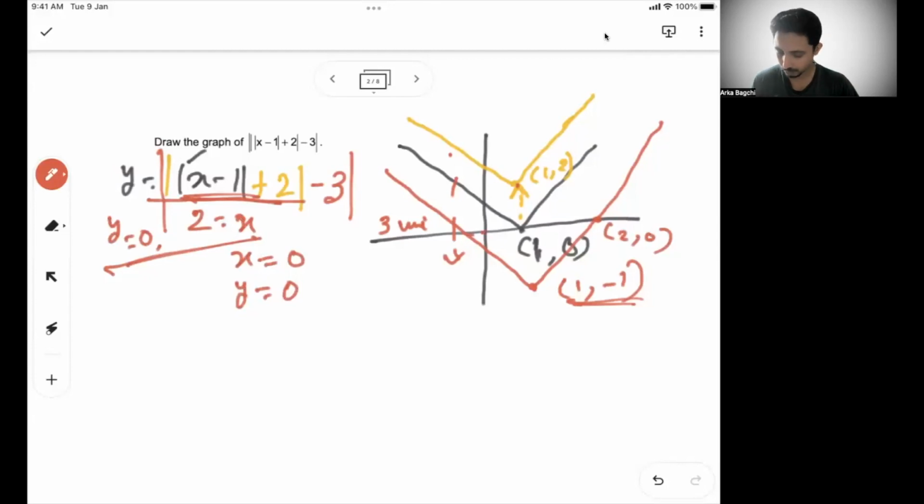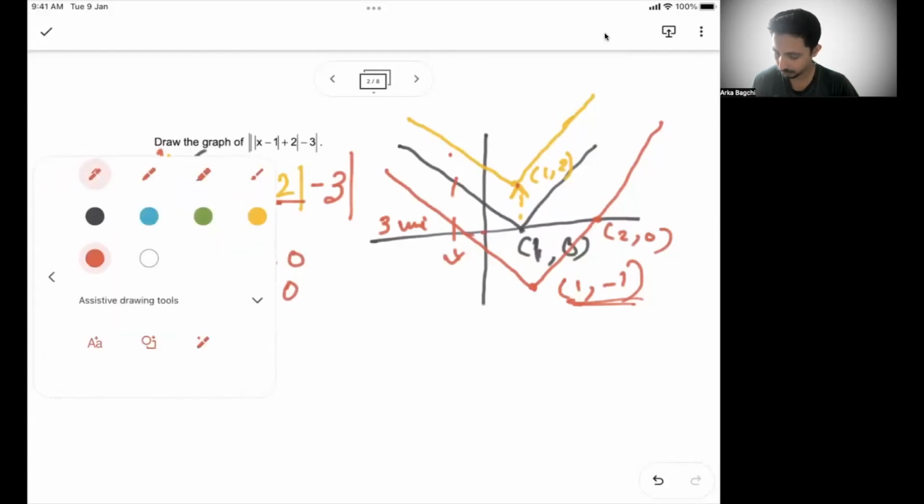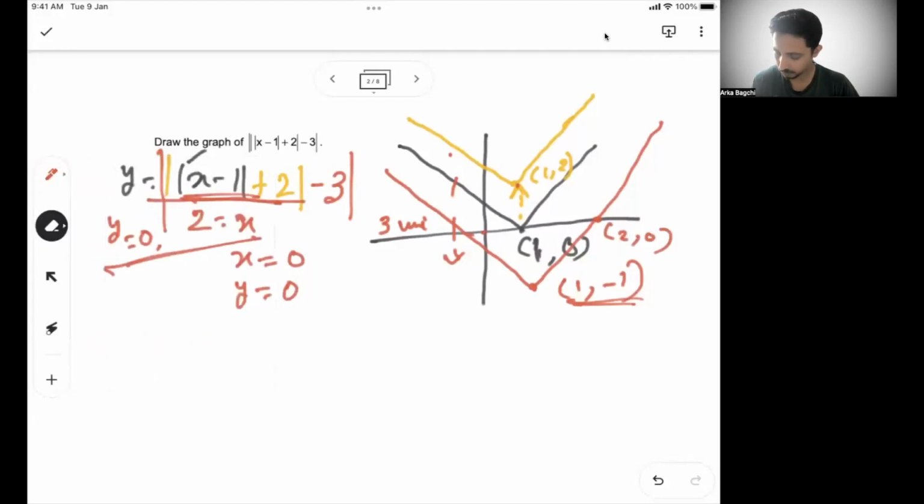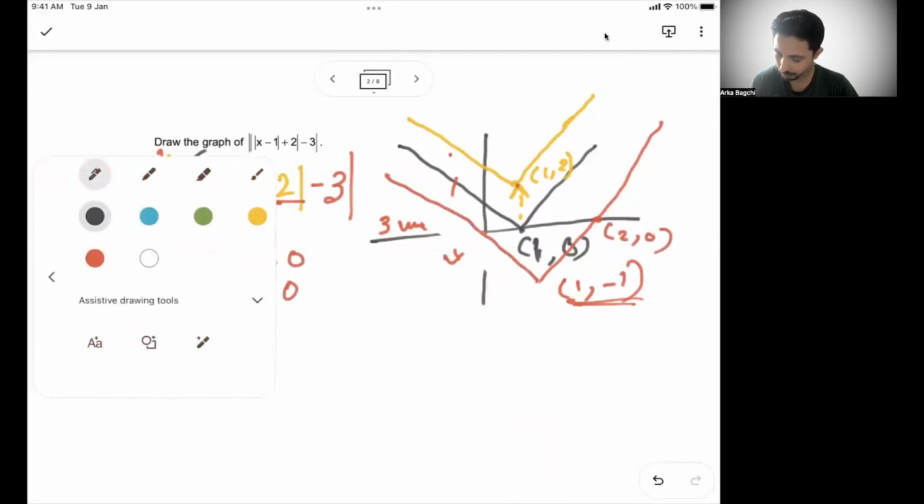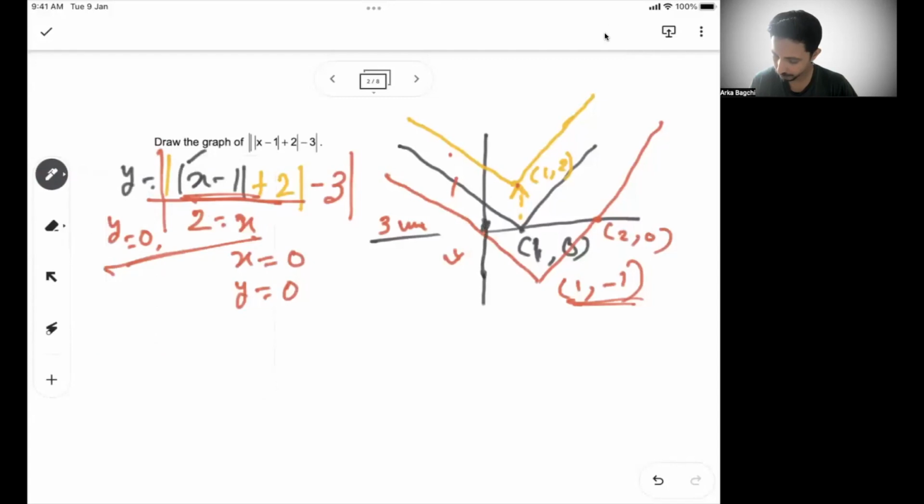So let me just redraw this. This will not cut through here. This will basically cut through here. Right? So it will cut through here. So this is a point, right?